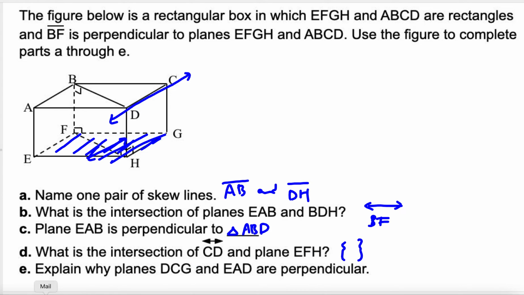It's the empty set. Explain why planes DCG. Planes DCG. It's so windy today, guys. Be safe.